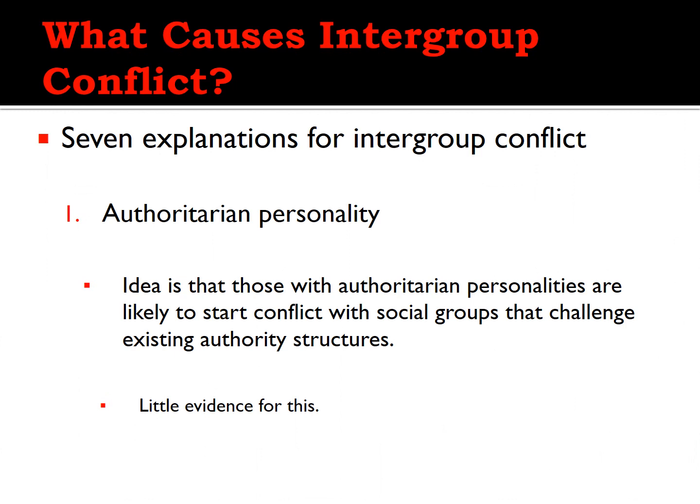The authoritarian personality explanation for intergroup conflict isn't that great of an explanation for intergroup conflict, though. The idea behind this explanation is that people with authoritarian personalities are likely to start up conflict with social groups that are not obeying authority figures. For example, the authoritarian personality explanation for intergroup conflict would suggest that white supremacist groups such as the KKK and the alt-right are just made up of a bunch of people with authoritarian personalities that are upset that racial minority social groups are challenging the authority of whites in American society. But there's little evidence for this explanation.